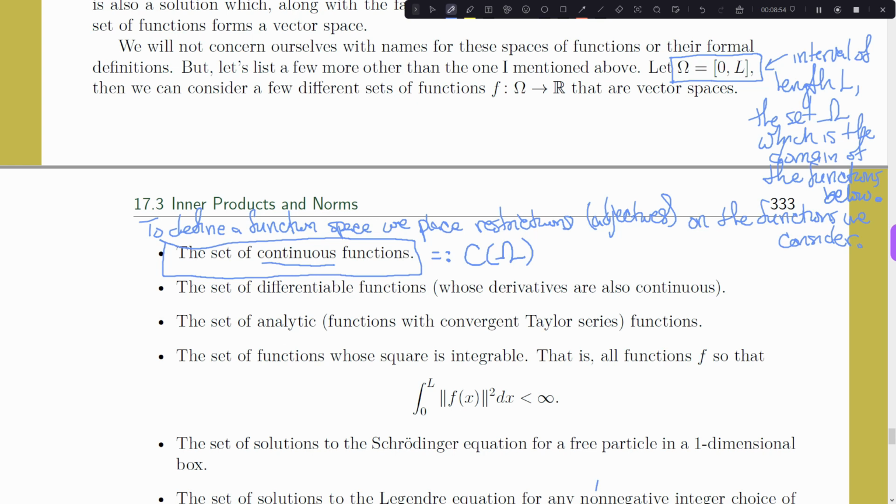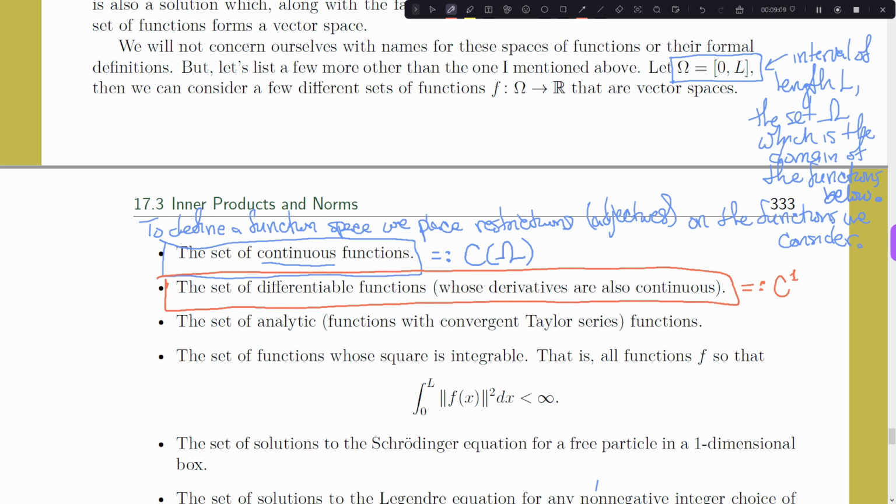The set of differentiable functions, which is the next possible choice that we can be given, whose derivatives are also continuous, is often denoted as C superscript 1 or C to the 1 of omega. The superscript there just says how many derivatives I'm allowed to take. And if you'll remember, being differentiable is more specific than being continuous. You have to be continuous to be differentiable, but you don't have to be differentiable to be continuous.